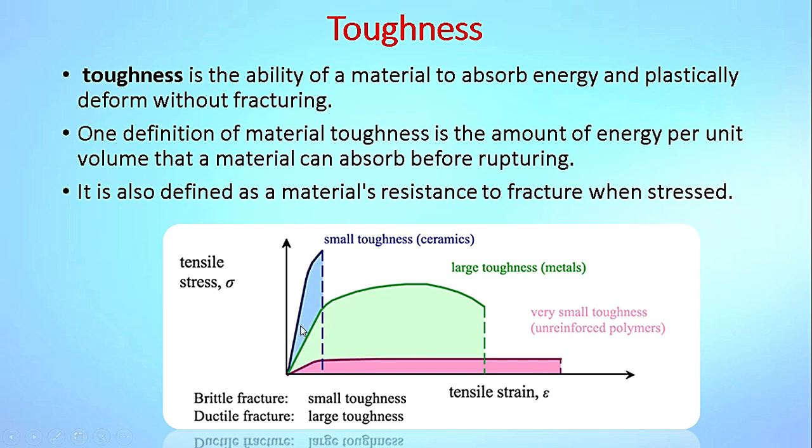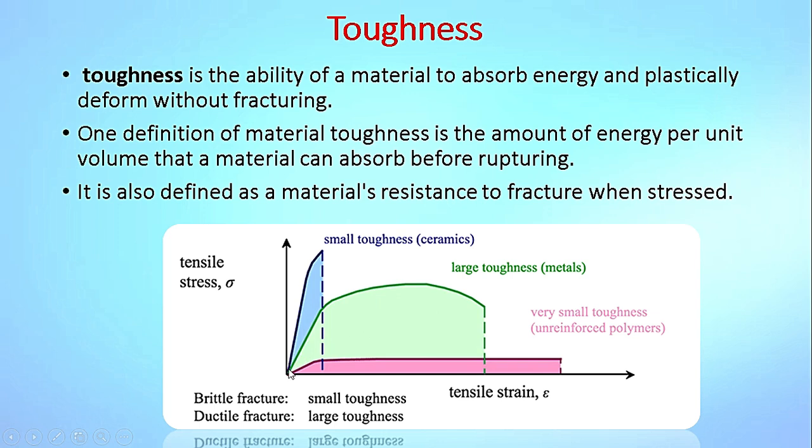This is the stress strain diagram. Here this is a stress strain diagram of ceramics. Here ceramics have very little elastic deformation and also plastic deformation. The area below this curve indicates the energy absorbed by the ceramics. It is very less compared to these metals.